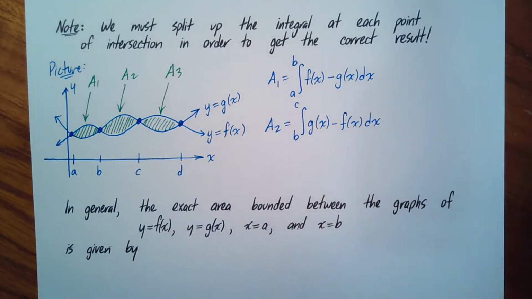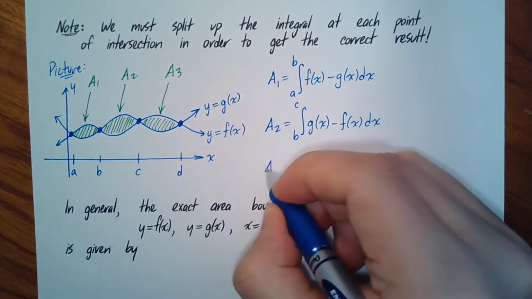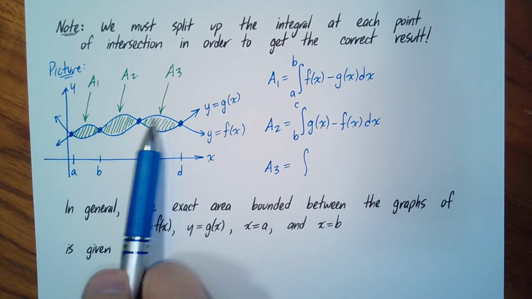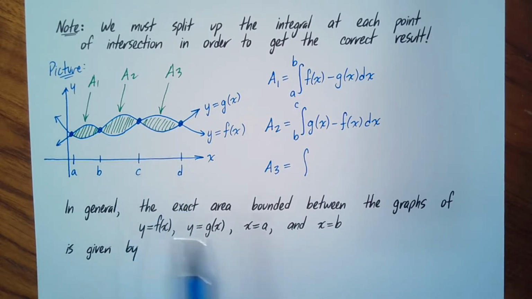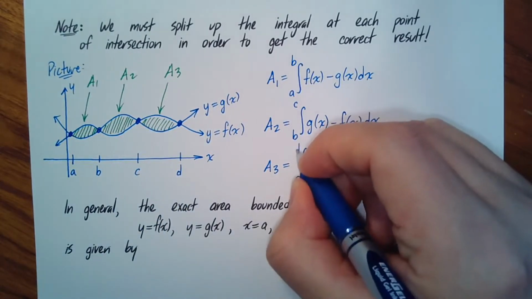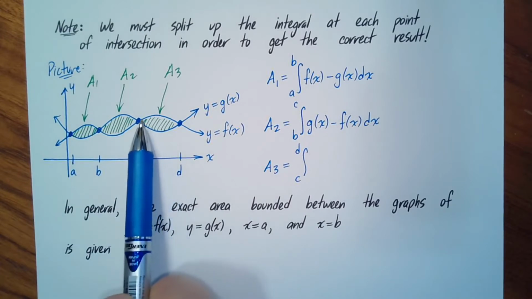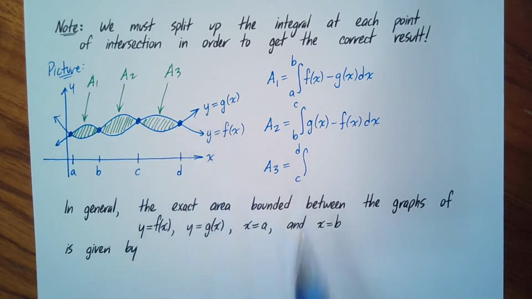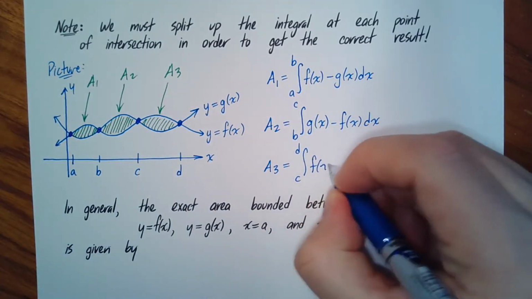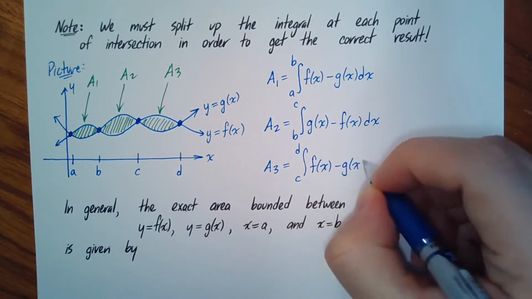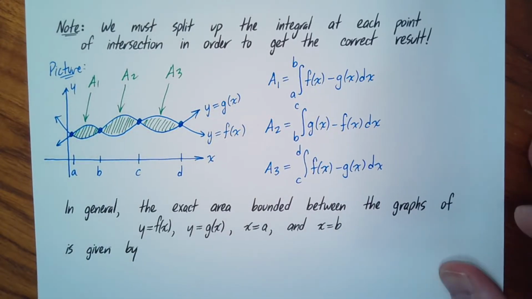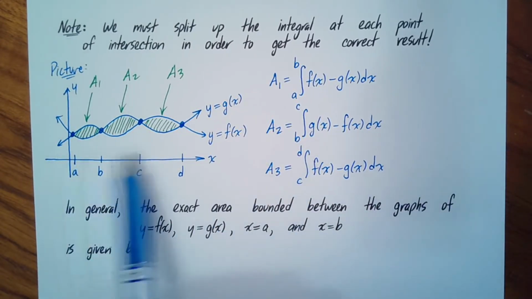And then for A3, well, again, just look at it for its own merits, right? It's the definite integral. This region, the endpoints are c and d, so it's the definite integral from c to d. Your upper function, well, that's f again, like the first one was, and then the lower function is g. So you're going to have f of x minus g of x. Okay, so that's really the process that you would use to find an area like this.